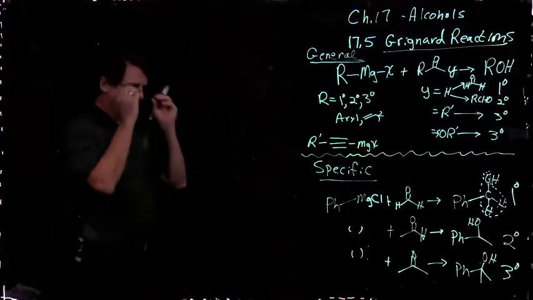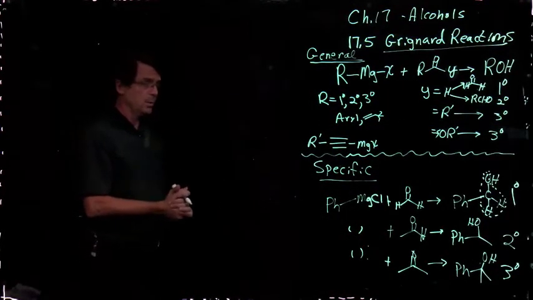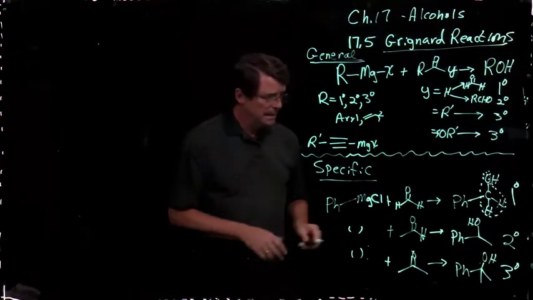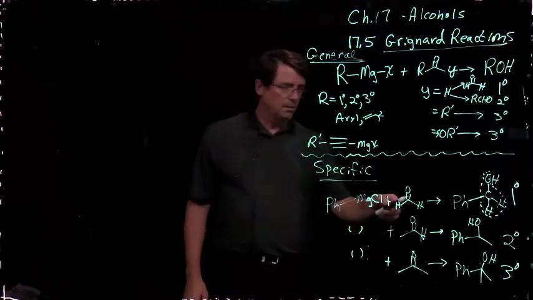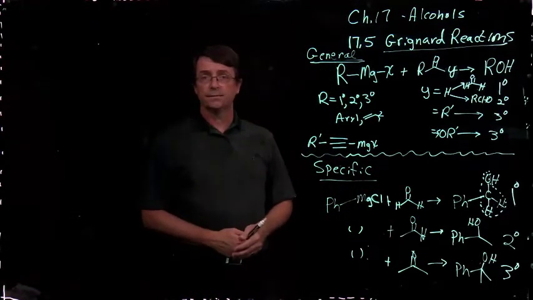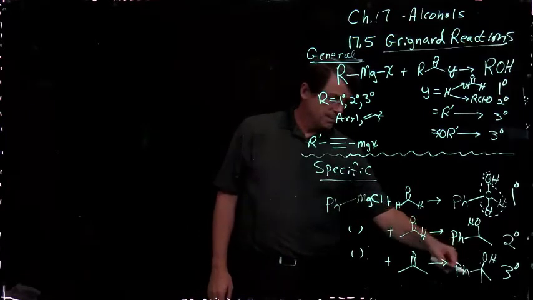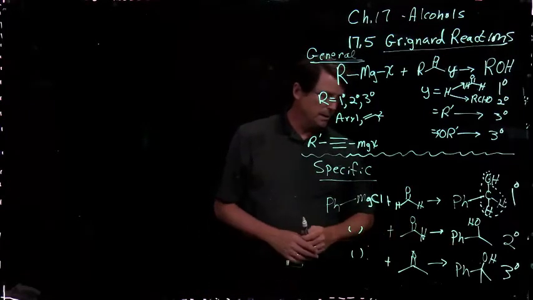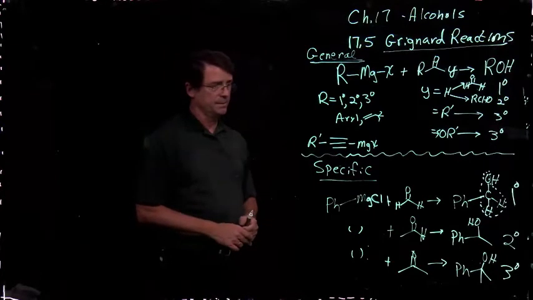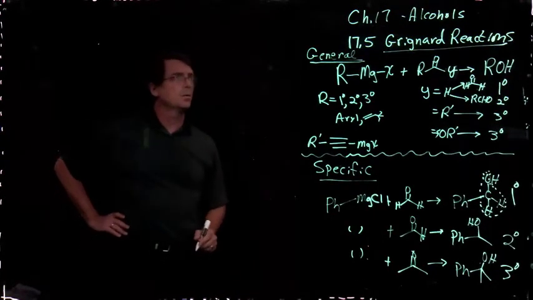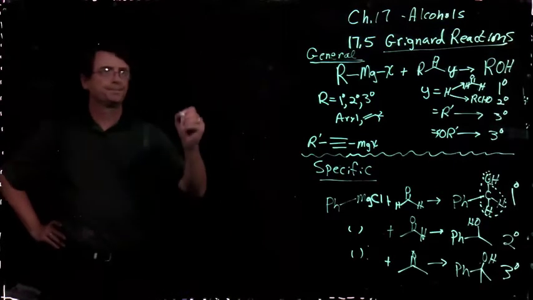Now, recognizing the kind of product you make is important in analyzing synthetic problems. Because if you need to make a tertiary alcohol, you wouldn't be investigating things using formaldehyde. So by recognizing the functional group that you need to make, you know what you need to start with. Okay, so those are the aldehydes. Now let's look at a couple more specific examples.